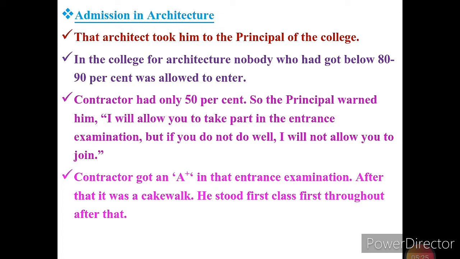So in this slide we can understand that Hafiz Contractor had not at all gained a qualifying mark to join architecture, because the requirement is between 80 to 90 percent, whereas he got only 50%. Then the principal warned him, so Hafiz Contractor worked hard and got an A+ grade in the examination.